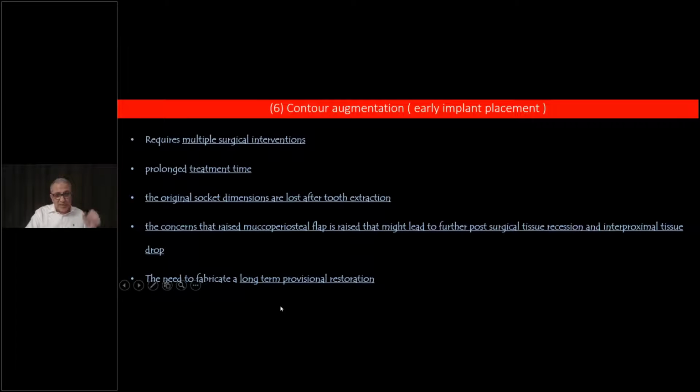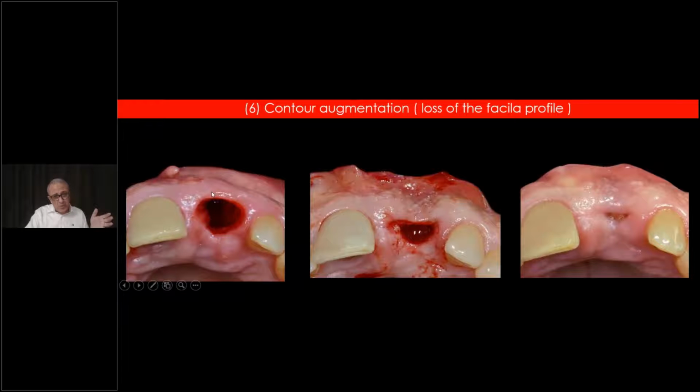There is also the need to fabricate, of course, a long-term provisional restoration for patients who are going to wait without teeth for a long time. That's what I'm saying. You extract the tooth, you see the drop, and then the drop gets further, and then it heals down, and then you lose the bone. So you move the situation from one situation into this situation. So you need to deal with another defect.